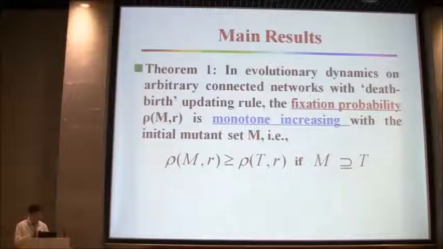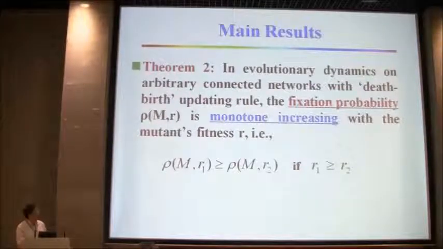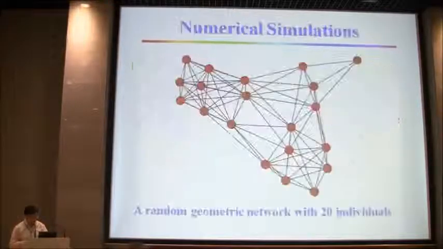So the main result, the theorem we prove, is that the fixation probability is monotone increasing with the initial states. This is our main result. The second result is that the fixation probability is also monotone increasing with the mutants' fitness. This case is regarding arbitrarily connected networks with the DB updating rule. For different updating rules, we have different theorems, since the methods differ.